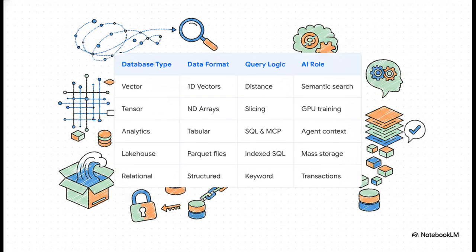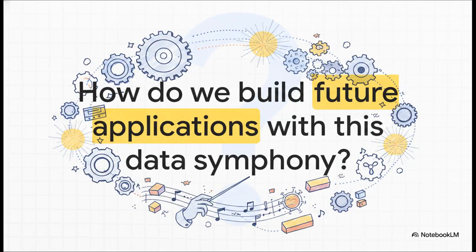Every single component has a primary data format, a specific query logic, and an indispensable role in making modern AI actually work. I want to leave you with a provocative thought to chew on. If modern AI is actually an orchestrated symphony of distinct data engines, rather than a single magical brain, how does that change the way we build the applications of the future? Because we are no longer just writing software, we are conducting a highly complex orchestra of vectors, tensors, and structured logic. I really hope this explainer has given you the structural clarity to see exactly how these incredible systems are built from the ground up.